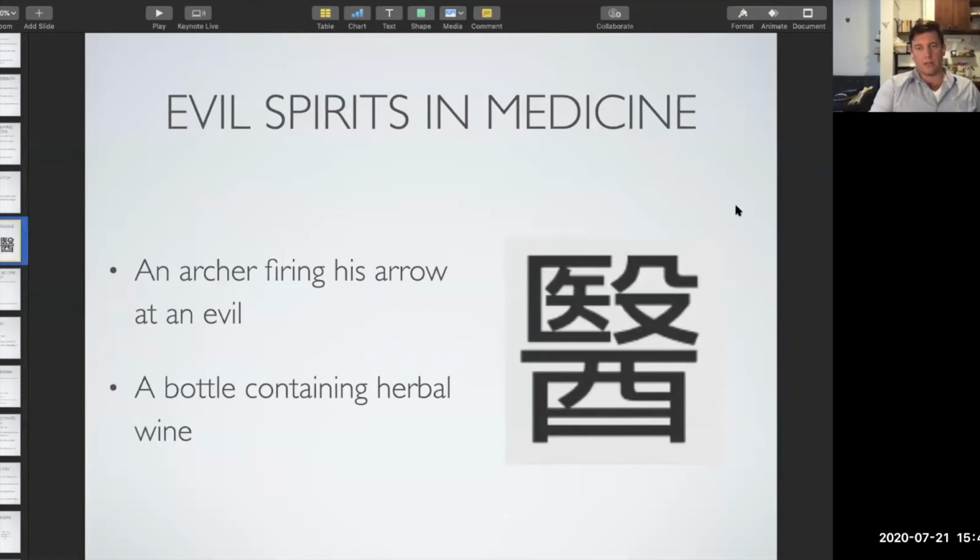Sure, you guys have seen this image before, this pictogram, logogram. So up here, this is the image for medicine. We have an archer firing an arrow at evil spirits over a bottle containing herbal wine. So the idea of, going back to the classics and scholarly work on the early histories of Chinese medicine, there was a large aspect of dealing with evil spirits in it originally. A lot of that didn't make it through, but some aspects of it did until TCM.